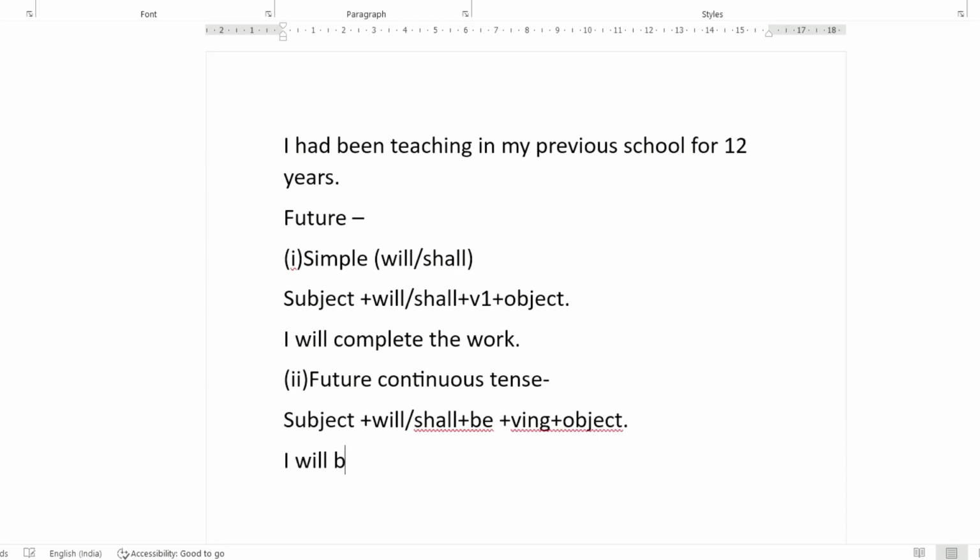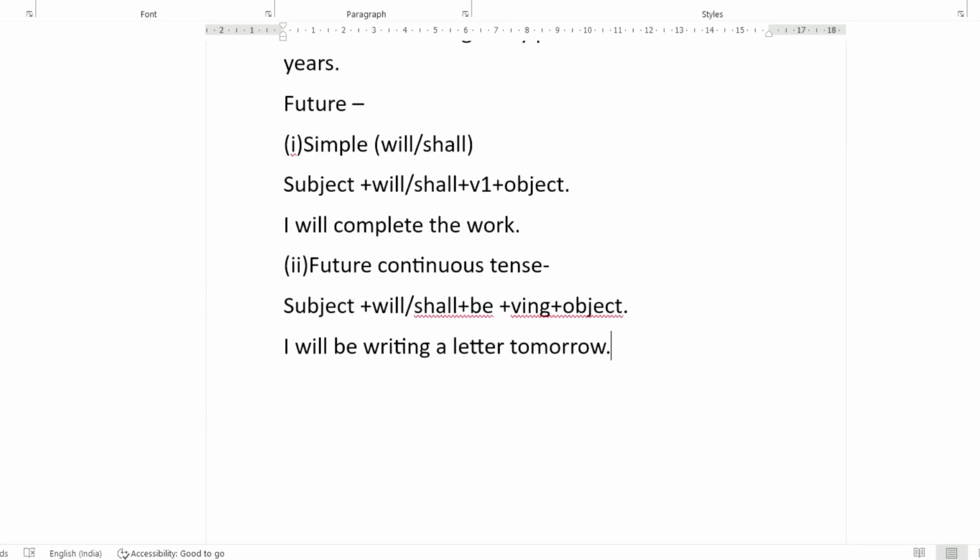लाइक फॉर एग्जाम्पल, आई विल बी राइटिंग अ लेटर टुमारो. सो मैं कल एक लेटर लिखना शुरू करूंगा, कुछ देर में लिखूंगा और फिर वो लेटर की समाप्ति होगी. मैं कर रहा हूँगा, मैं कर रही हूँगी. कल मैं एक लेटर लिख रही हूँगी.